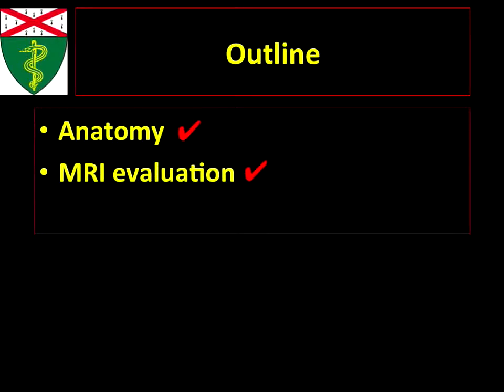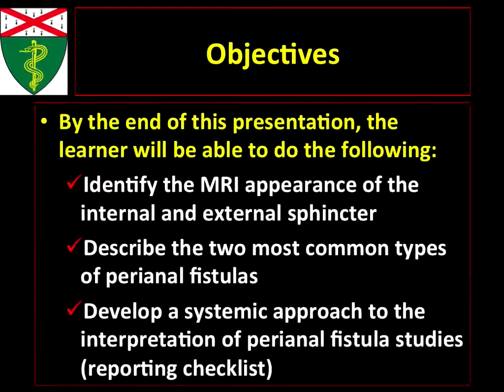We've gone through anatomy and MR evaluation. Let's go back to our objectives. Everyone knows now what the internal and external sphincters look like. Everyone knows the two most common types of perianal fistulas, intersphincteric and transphincteric. And we're all familiar with a reporting checklist in order for us to tackle these cases.